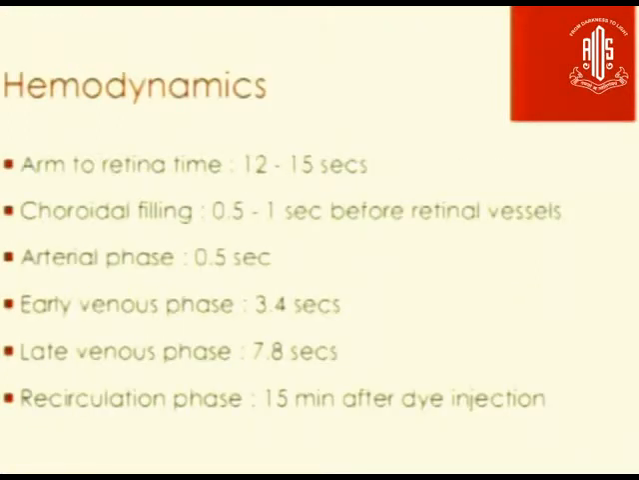The hemodynamics involves that when you inject it into the antecubital vein, it takes roughly about 12 to 15 seconds. If you inject it on the back of the hand, it takes a little longer. And if somebody has a carotid occlusive disease, it takes even longer. The choroidal filling takes about 0.5 to 1 seconds before the retinal circulation, and hence the need for taking very early pictures. Then follows the arterial phase, early venous phase, etc., which we will come to a little later.